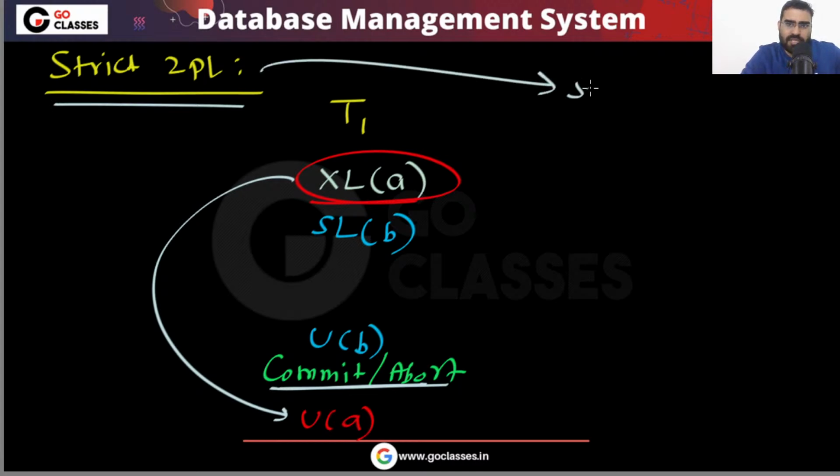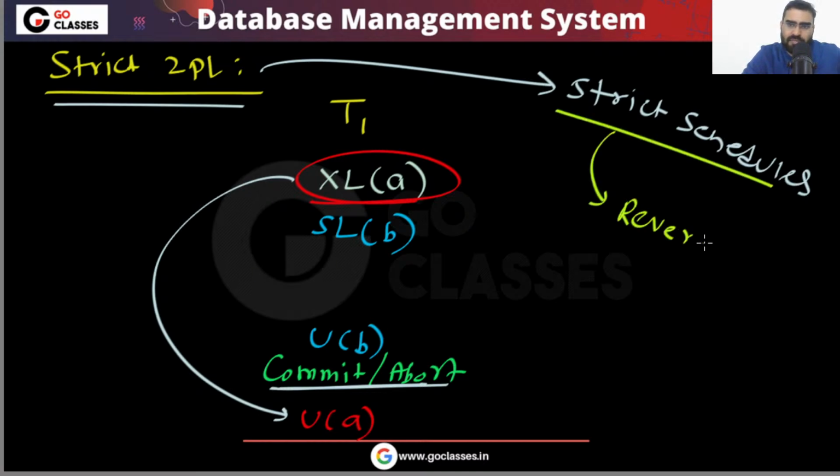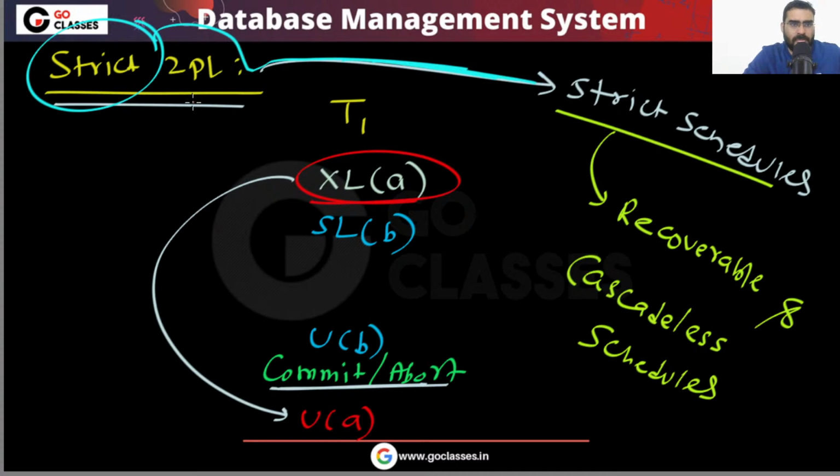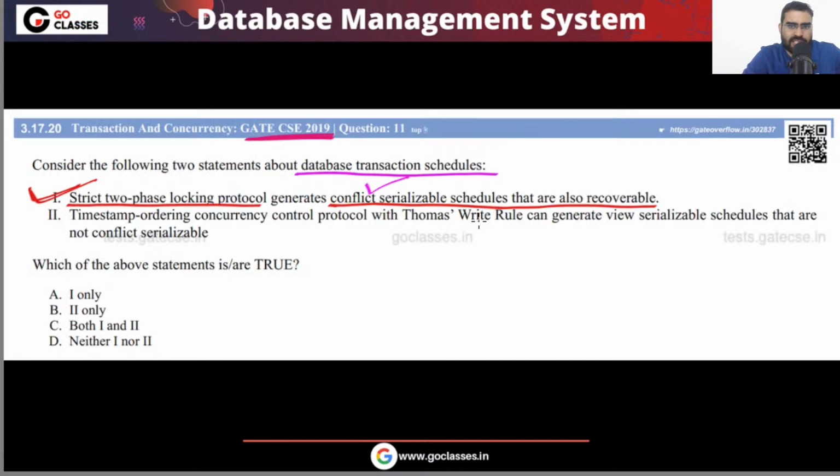So strict 2PL basically gives you strict schedules. Strict schedules automatically means recoverable, and also cascadeless schedules. All these things are happening because of the strictness. And because of the 2PL, conflict serializability is guaranteed. So this is the concept of strict 2PL: conflict serializability is guaranteed, and also recoverability is guaranteed.